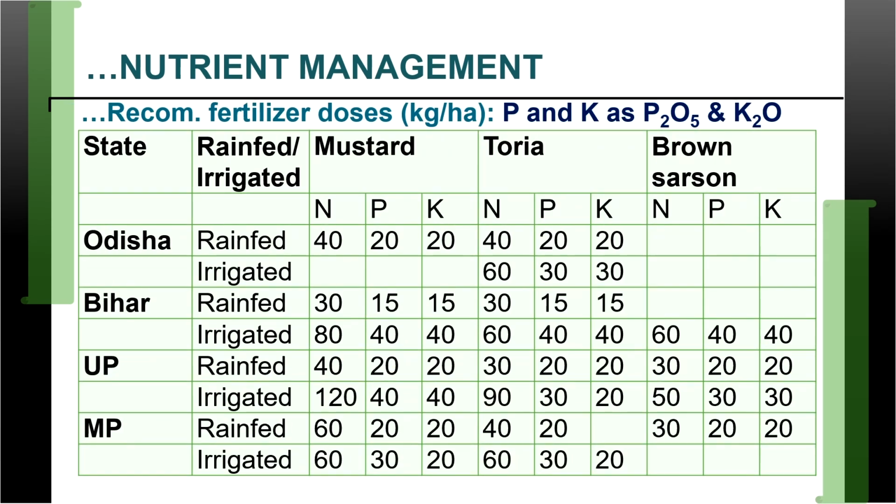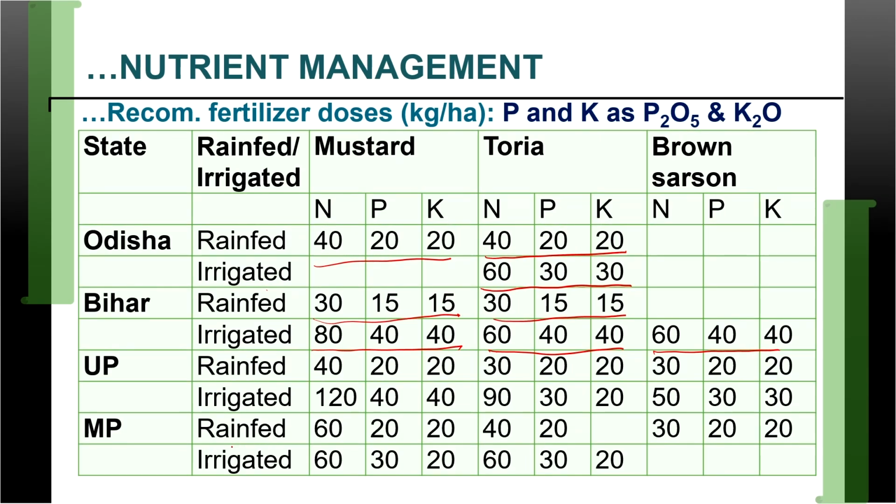Now see Odisha. Under rain-fed condition for mustard, 40, 20, 20. For Toria also 40, 20, 20. For irrigated condition, instead of 40 it becomes 60, 30, 30 for Odisha. Now for Bihar, under rain-fed condition, 30, 15, 15 for mustard and 30, 15, 15 for Toria. Then for irrigated condition in Bihar, 80, 40, 40 for mustard, 60, 40, 40 for Toria and 60, 40, 40 for brown sarso.